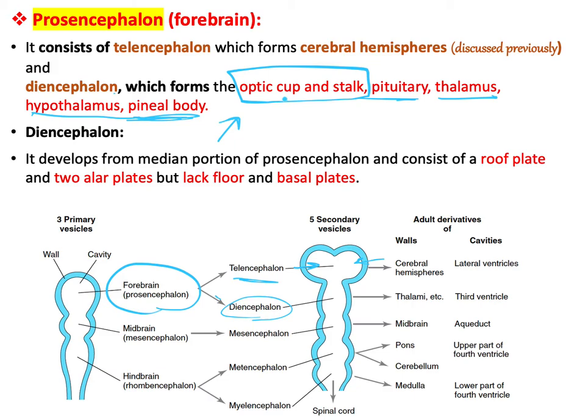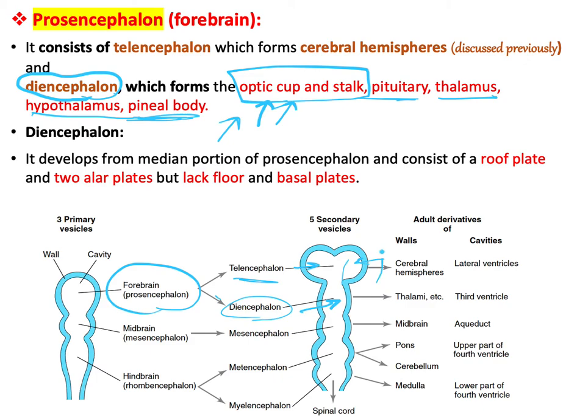In the eye, we'll talk more about that. So you have to know that structures in the eye are formed from the optic cup, which originates from the diencephalon. That means the eyes are a mirror to the brain. Now, as you know, the diencephalon is in the middle, between the two cerebral hemispheres.